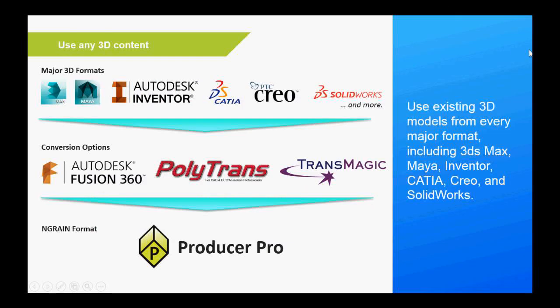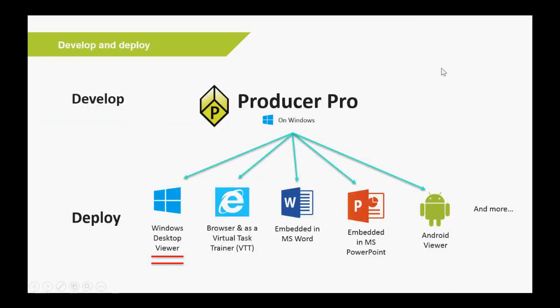A little bit more about that story. Endgrain has a format that you need to get to there at the bottom, the Endgrain format, which is what we use in Producer Pro. You can begin in any major format like 3ds Max, Maya, Inventor, CATIA, Creo, SolidWorks, and more. And then you need to go through a conversion process to get to Producer. We have three options here. We have the Autodesk Fusion 360 option, which is the highlight of today's webinar, but we also have Polytrans and Transmagic. The Autodesk Fusion 360 is our newest option, and we're going to be talking about that today.